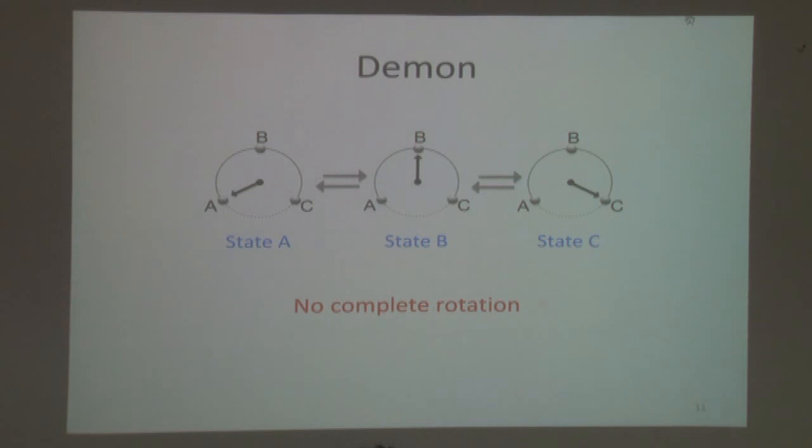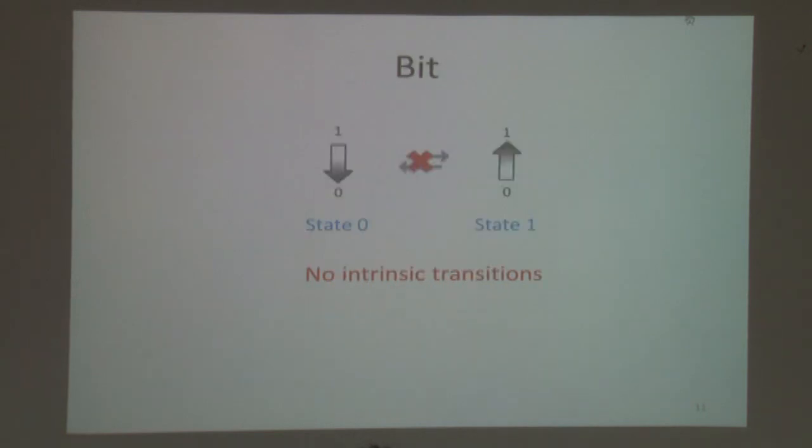Okay. Now, let us talk about the bits. As I said, the bits are two-state systems. I will call the states 0 or 1, and I denote the bits by this arrow. So, if the arrow points towards 0, it is state 0, and if it points towards 1, I will call it state 1.